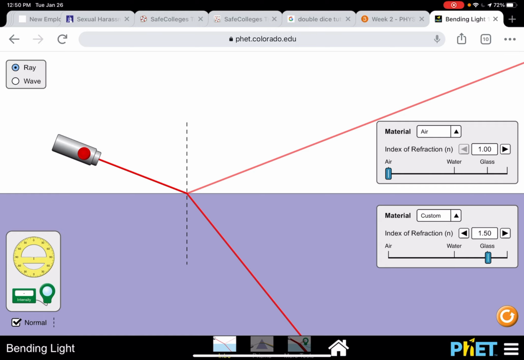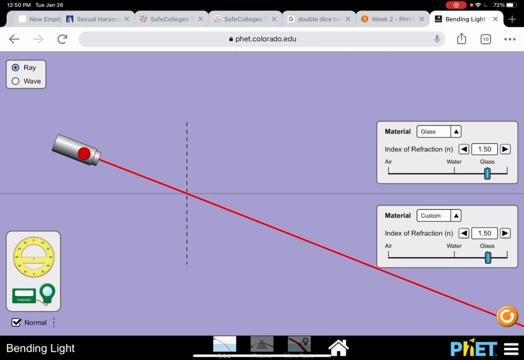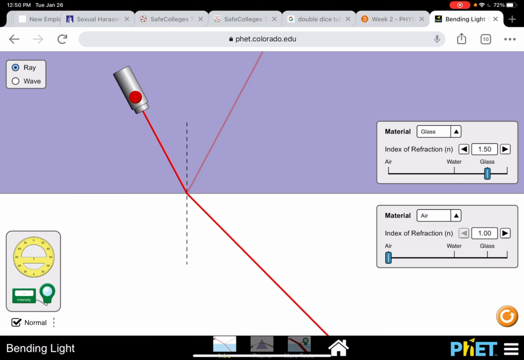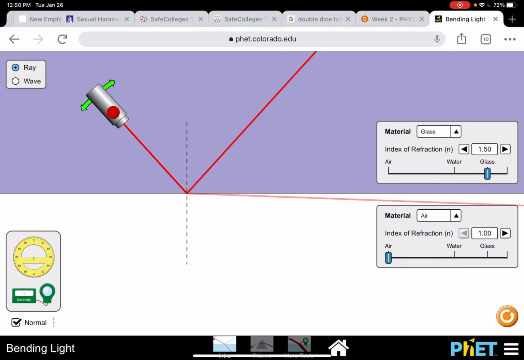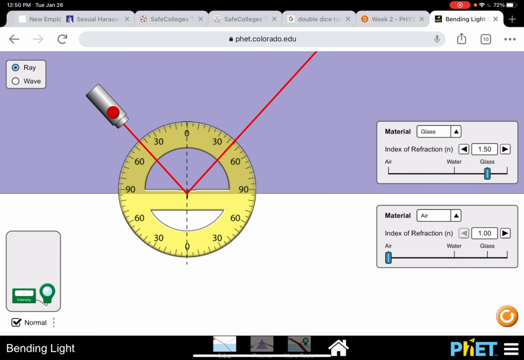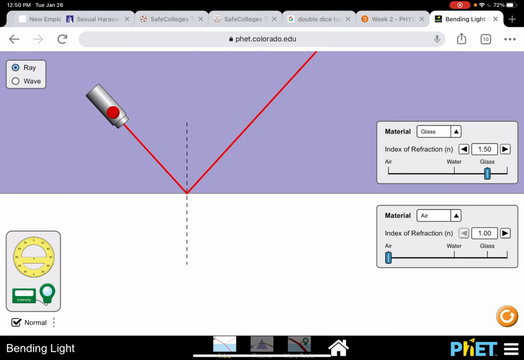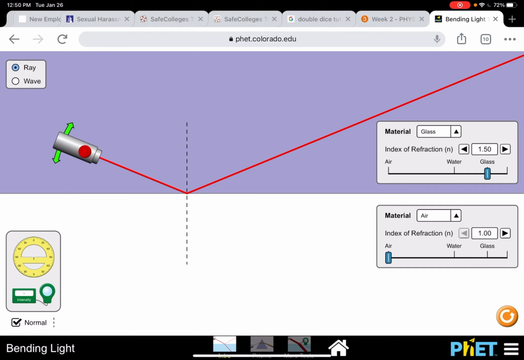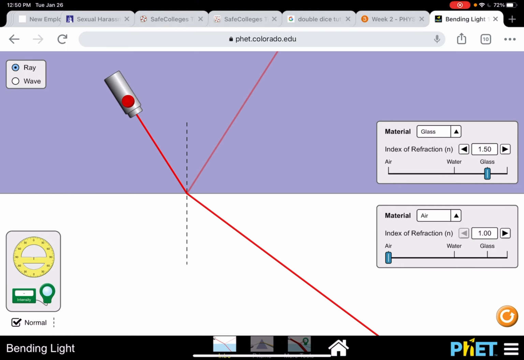We could also go from, say, glass to air, and in this case I'm bending away from the normal because I'm going from a higher index of refraction to a lower index of refraction. There is some angle, the critical angle, where I can no longer bend the light and have it come out in the air, and that's where total internal reflection occurs. In this case, I could stick a protractor here, and I can see that it's around 40 degrees. If that angle is above 40 degrees, then I have no transmission. If it's below 40 degrees, I have transmission and refraction.